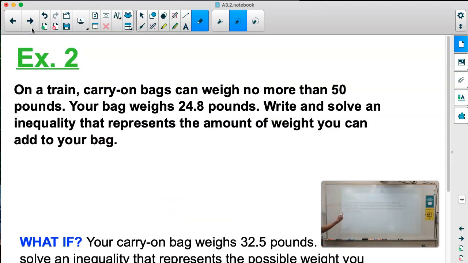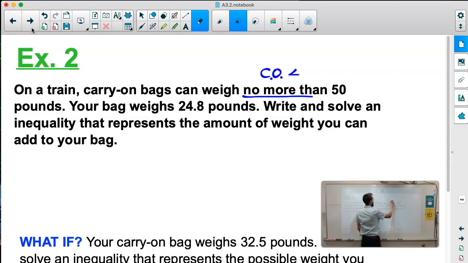Okay, this should say example 3. Okay, on a train, carry-on bags can weigh no more than 50 pounds. Okay? They have to weigh no more than 50 pounds. So my carry-on has to be less than or equal to 50 pounds. It can be 50, but it can't be more than that.